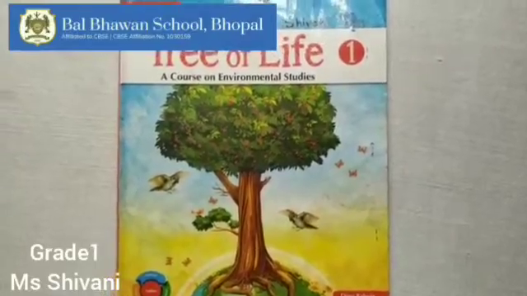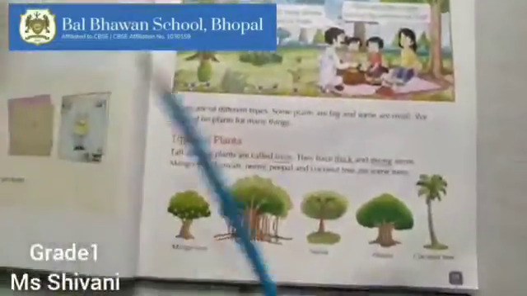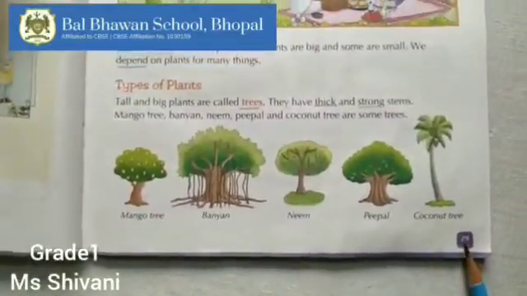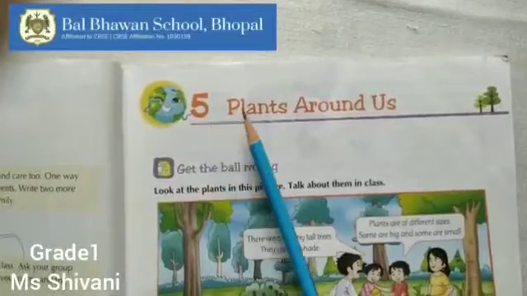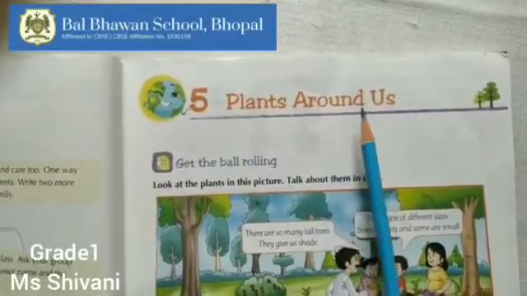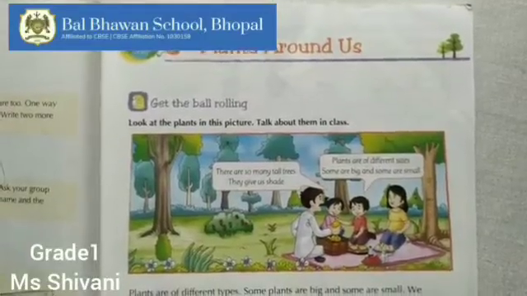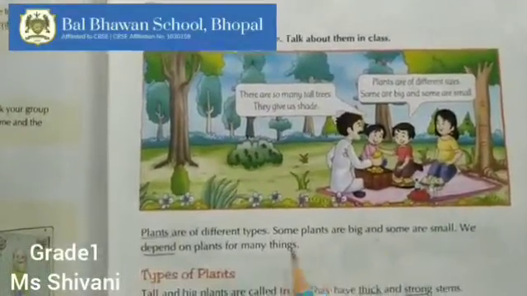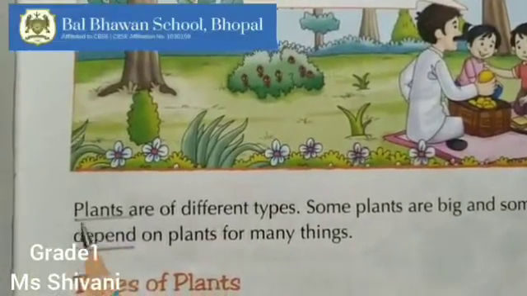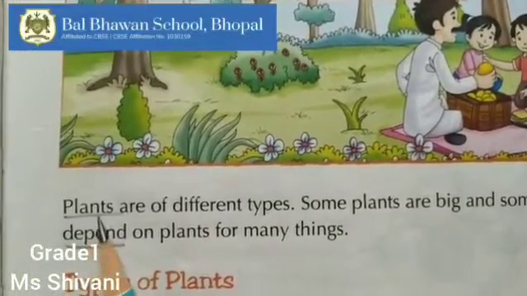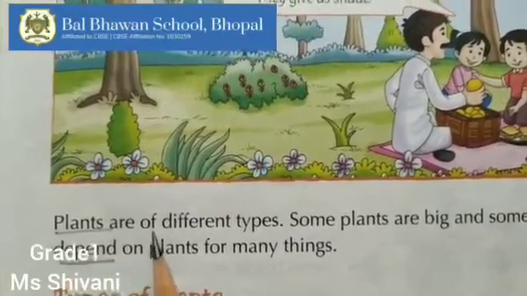Now open your book, page number 29. And the lesson is number 5, plants around us. Now read along with me. Read the first word, plants. P-L-A-N-T-S.